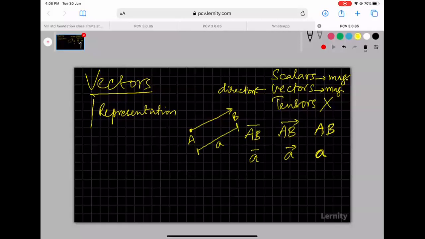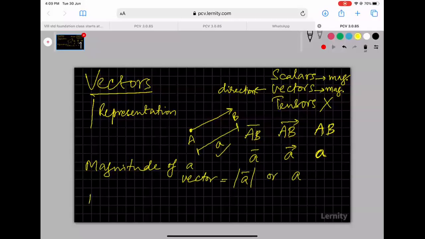Magnitude of a vector is represented as magnitude of A bar like this, or simply A. Magnitude of a vector is just this length. That's all. Magnitude of A bar or A.